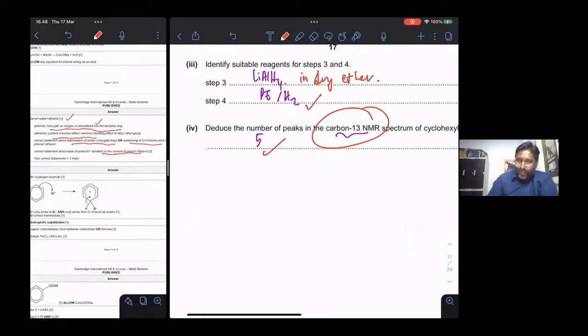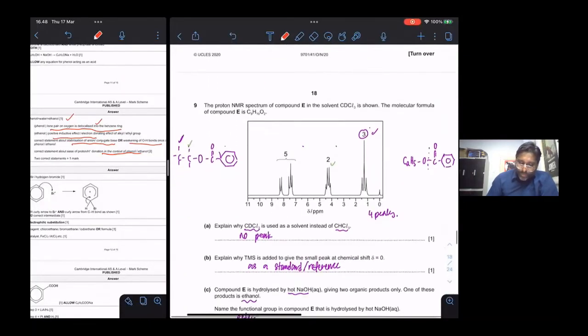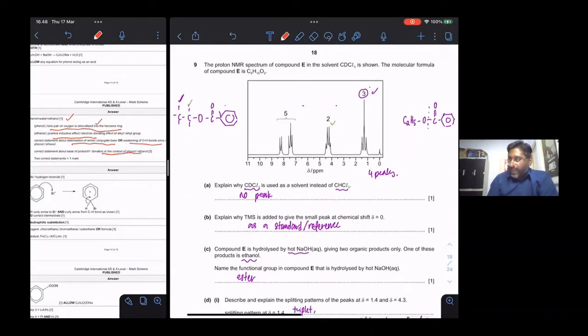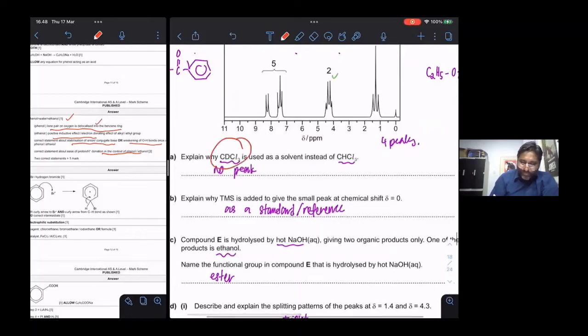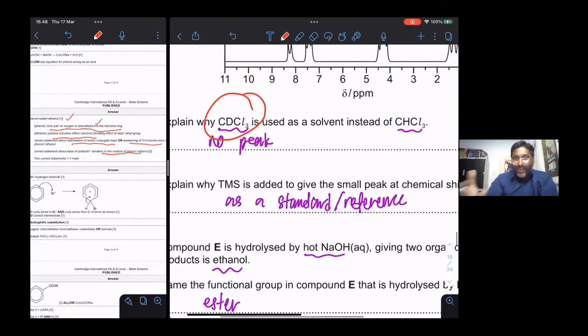Number of peaks. Okay, let's move on. Question number 9, I believe the last question. Now the proton NMR spectrum of compound E is given in CDCl3. I think they ask the question directly: why is CDCl3 used as a solvent? Yeah, this one we answered last time. Why is CDCl3 used instead of CHCl3?